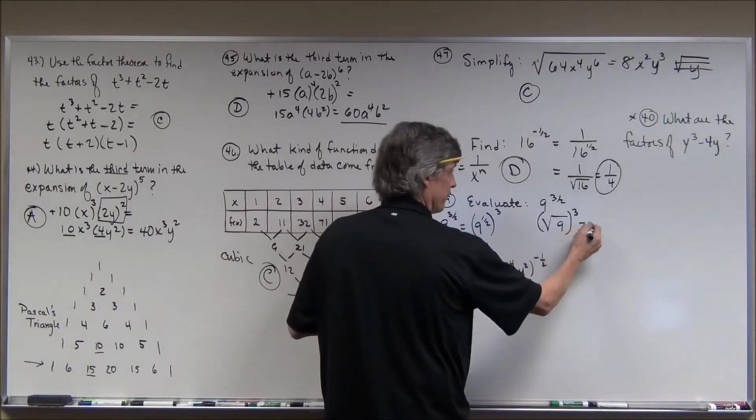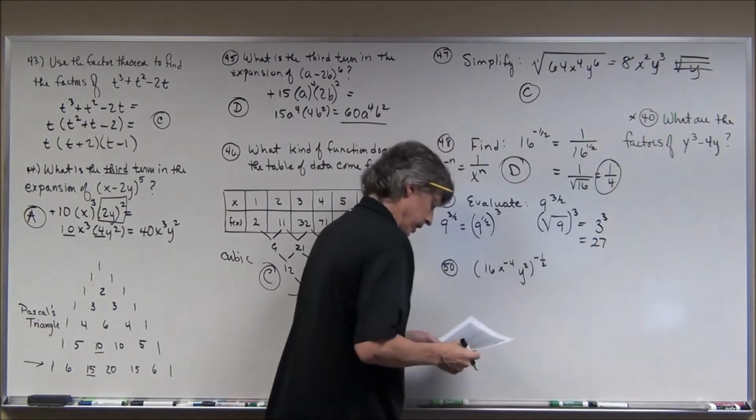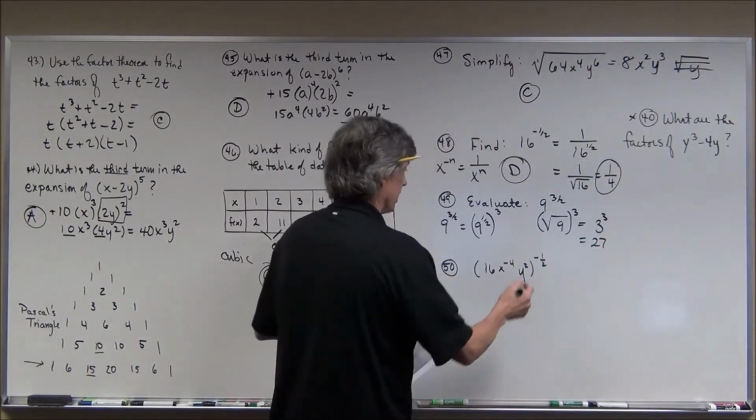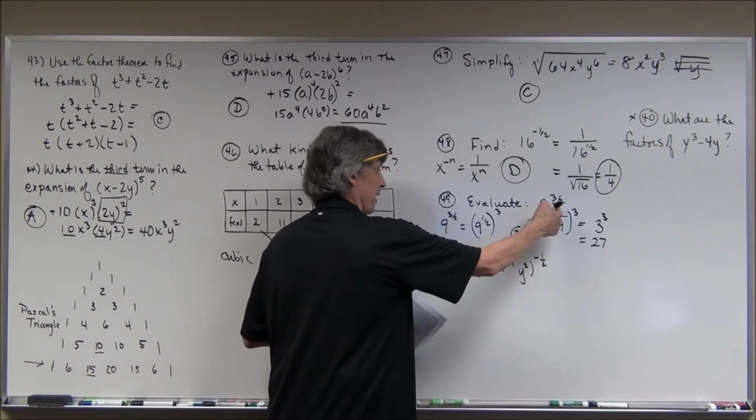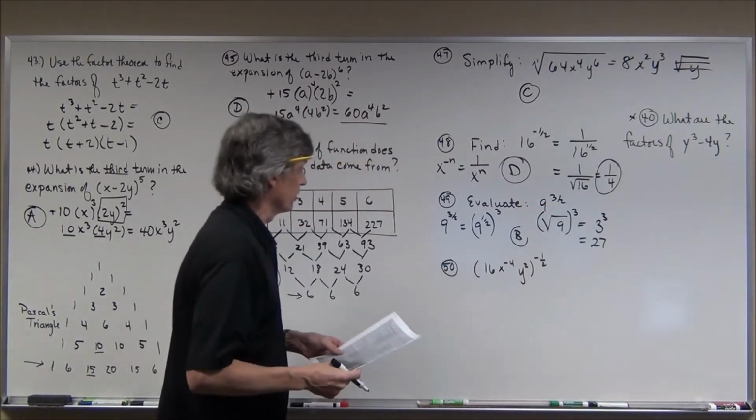And that's the square root of 9. Of course, the square root of 9 is 3. 3 cubed is 27. And that way, you do match an answer. It's answer B, provided that that's a 3/2 there. My print is not very good. I thought it was 2/3 when I wrote this down.